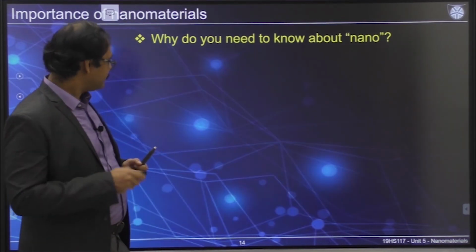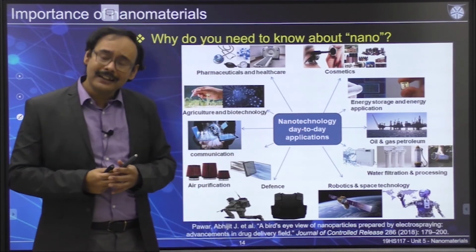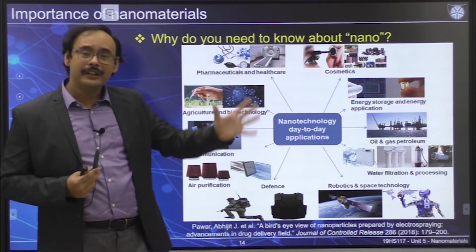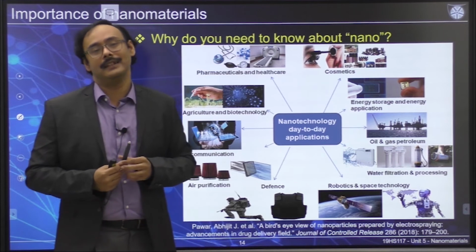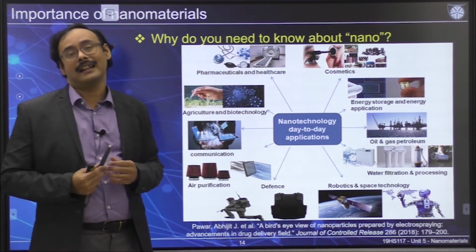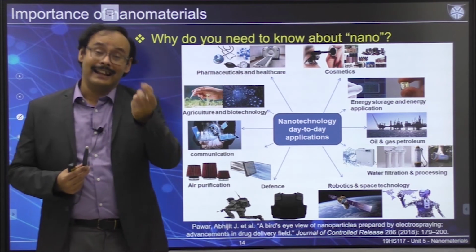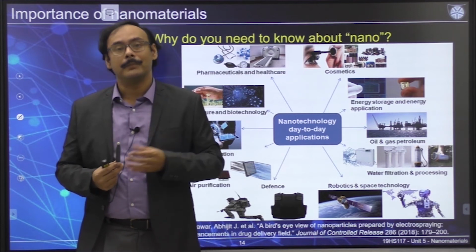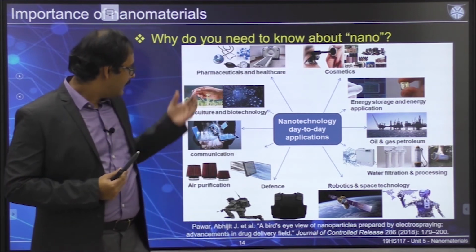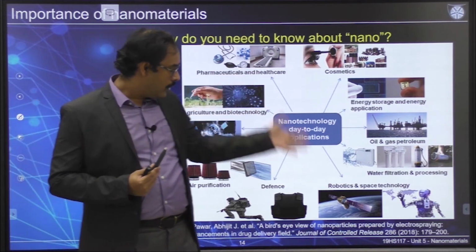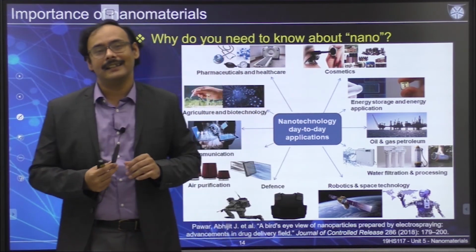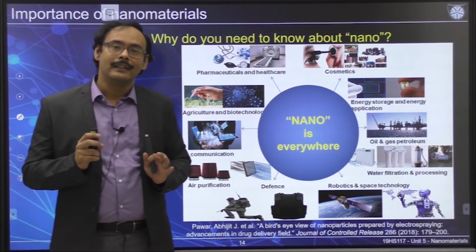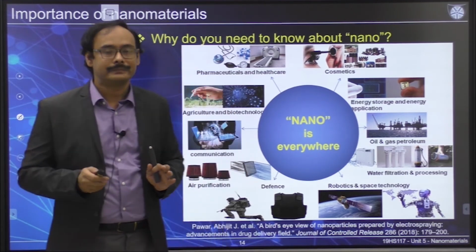That means in day-to-day life, not only the examples that I have shown, you use nanomaterial even without knowing that you are using them. For example, pharmaceuticals and healthcare, all these big instruments, and nowadays even drug delivery, people are using nanomaterials. Agriculture, biotechnology, communication, robotics, you name it, and I can convince you that it contains nanomaterial. So nano is everywhere. You cannot just get out of it.